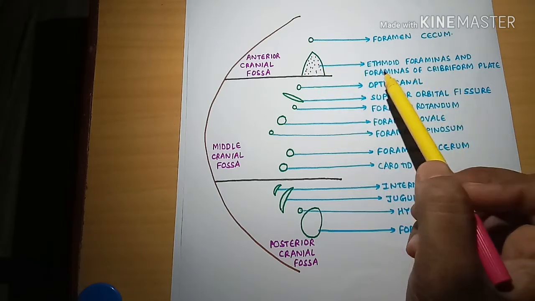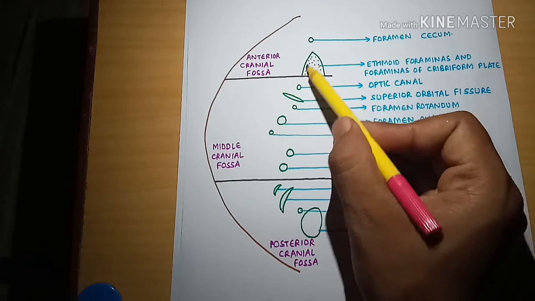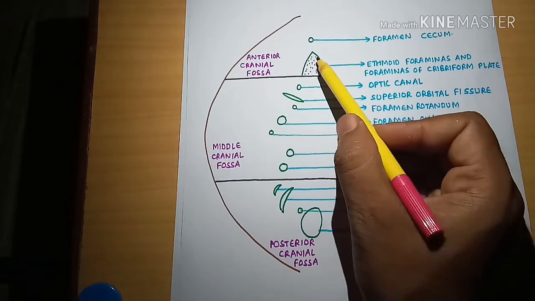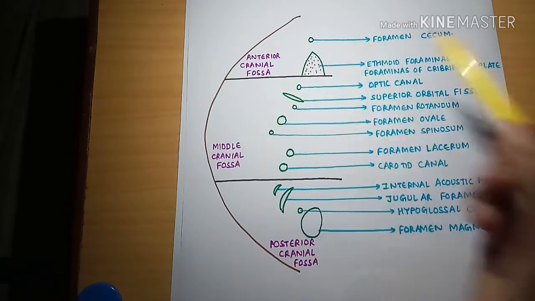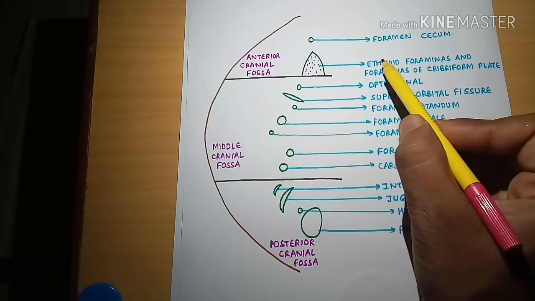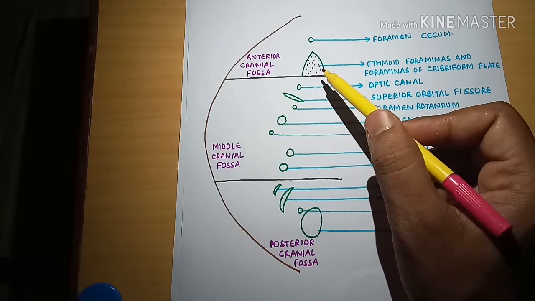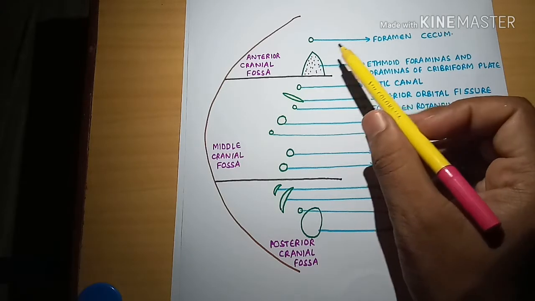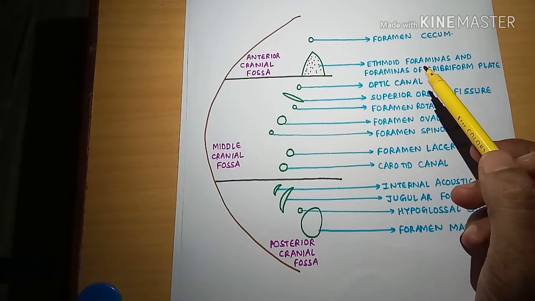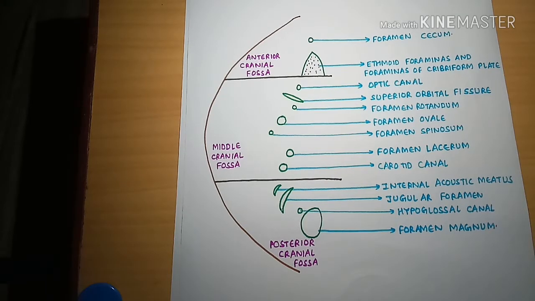This is the ethmoid foramina, the foramina of the cribriform plate. This is the cribriform plate. In the cribriform plate, so many foramina are present, which are the ethmoid foramina, because this cribriform plate is present in the ethmoid bone. So in the anterior cranial fossa, only the foramen cecum and the cribriform plate are present, which has the ethmoid foramina.